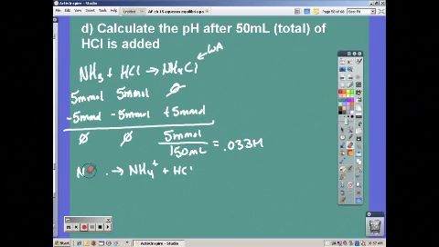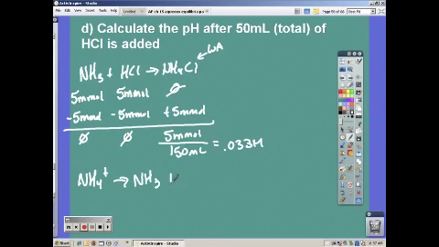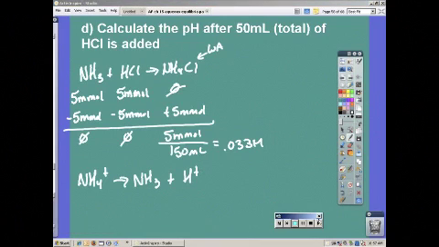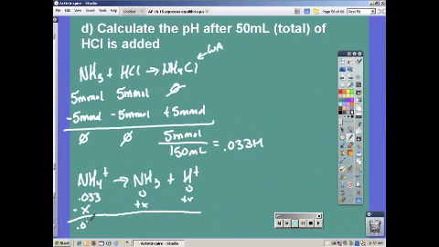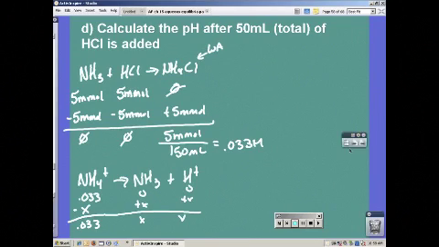Okay, and our equation is basically the opposite of what we had up there. Or you could just do the net ionic and write ammonium ion reacts with or decomposes into ammonia and hydrogen. Either one will work. So setting up the ICE table, because it's no longer reacting, it's just breaking apart or dissociating. We have an acid, so we need a Ka.